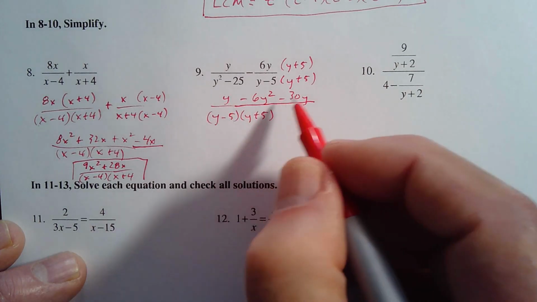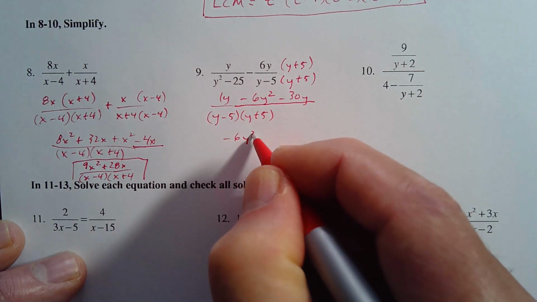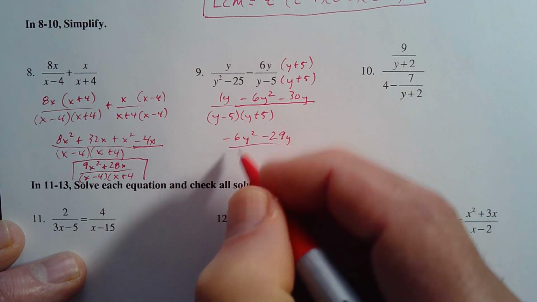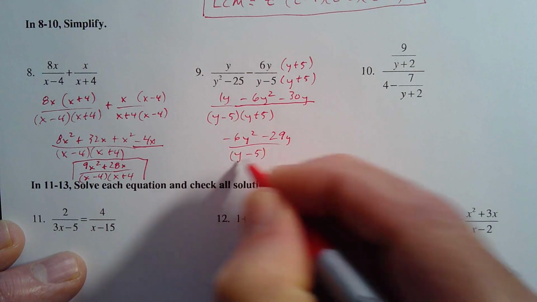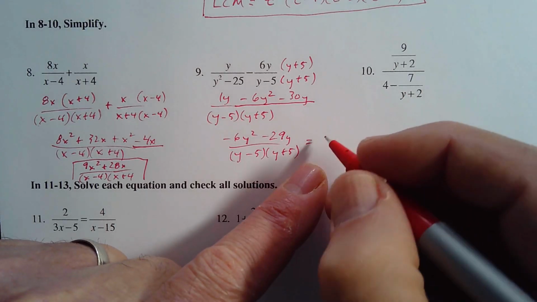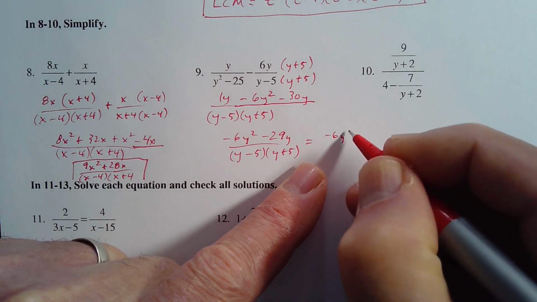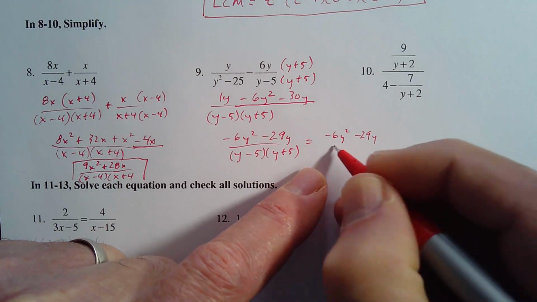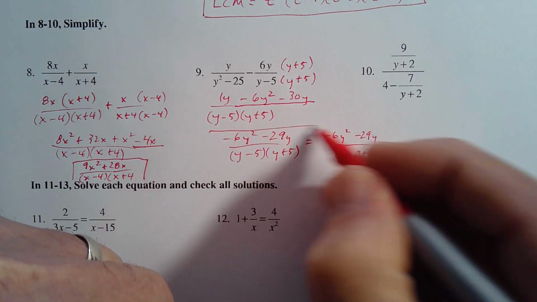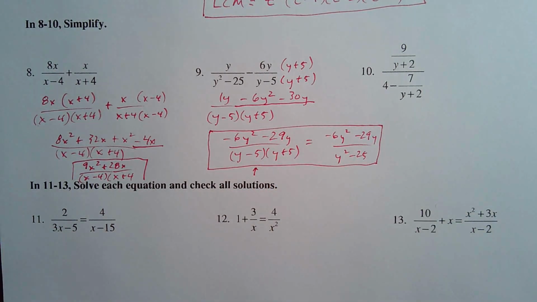There are just a couple of like terms, this 1y and negative 30y. So I can put those together, which gives me negative 29y's. And then it's all over that common denominator, y minus 5 and y plus 5. Certainly you could have had that multiplied out or factored a little different here. For example, you could have had this be negative 6y squared minus 29y all over y squared minus 25. Either one, probably the factored version, a little bit easier, especially if you're going to be dealing with graphing.